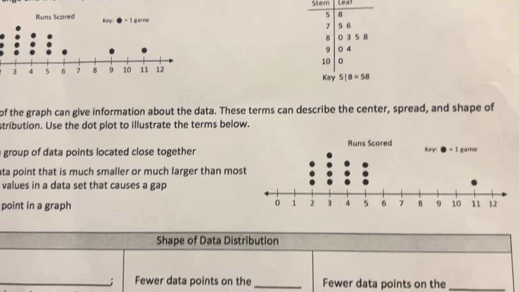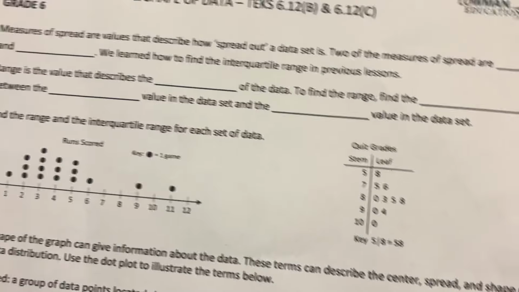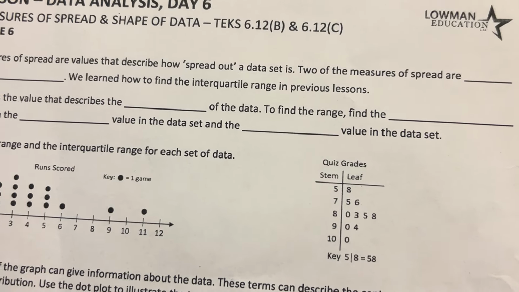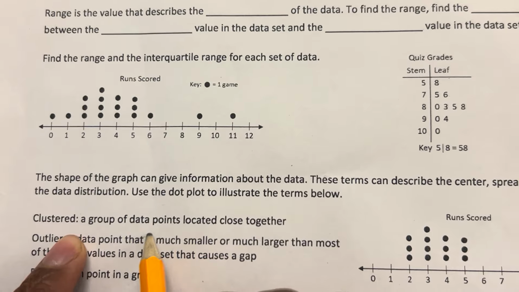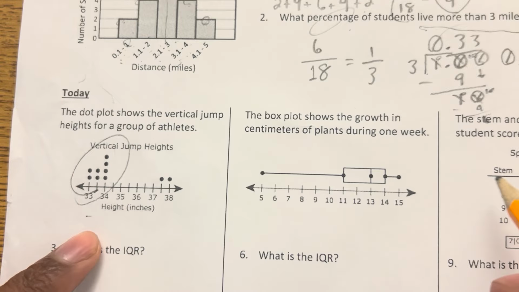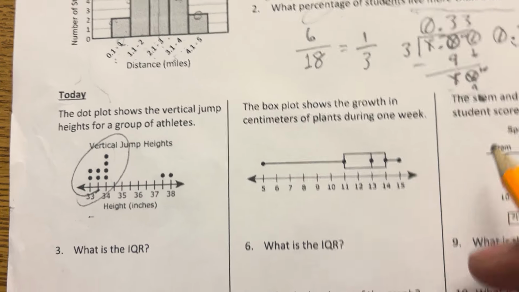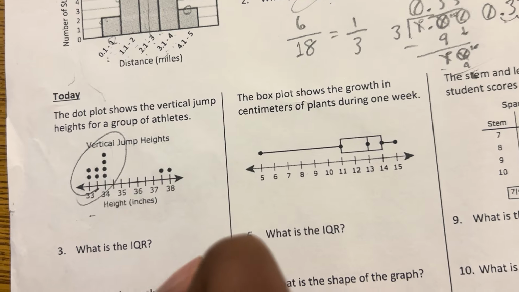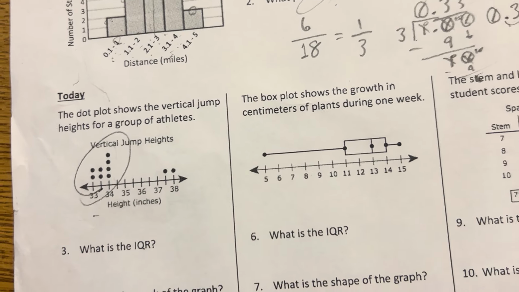Well, from our last lesson, back here, a cluster is a group of data points located close together. In this example, this will be the cluster. So 33 to 34. Okay.